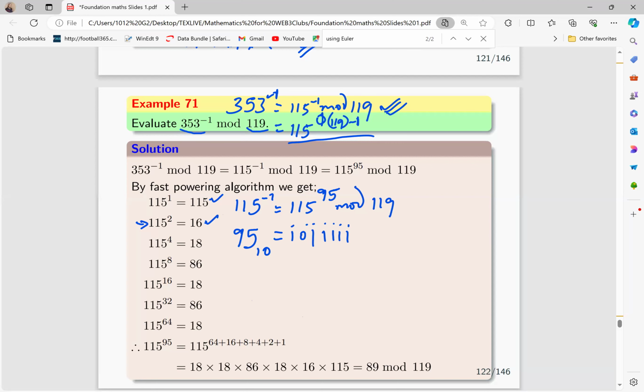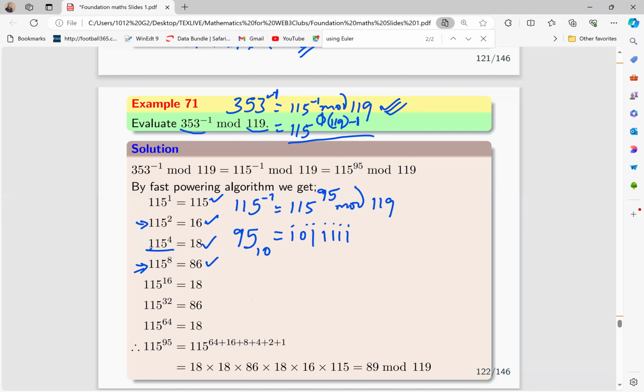Square this to get the next one. 16 times 16 is 256. Divided by 119, it goes there 2 times, and the remainder is 18. Square that to get the next one. So 18 squared is 324, divided by our divisor, which is 119, goes there 2 times. The remainder is 86.